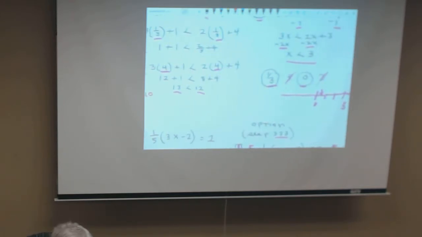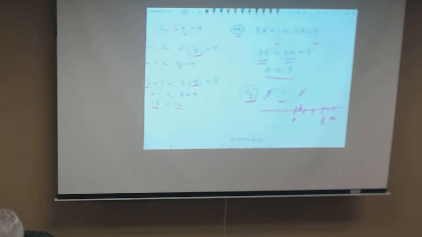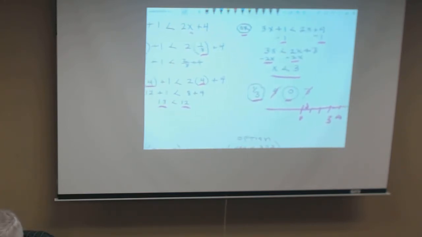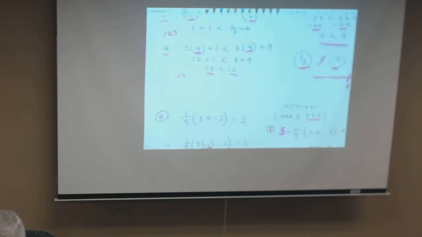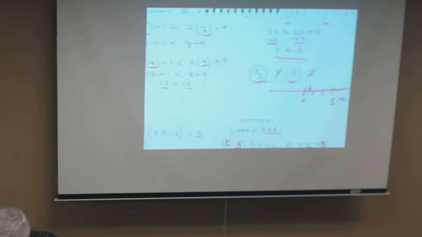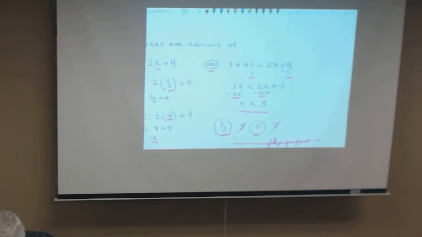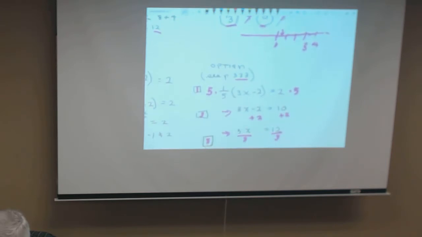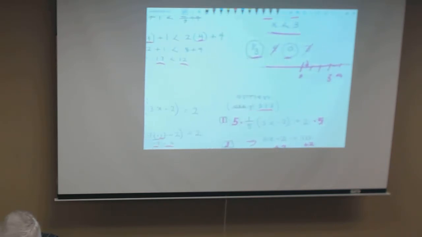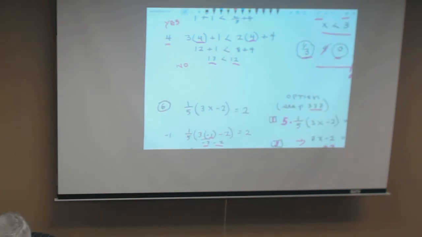What's the next one after 4? 0. Let's put 0 in there and see what happens. 3 times 0 is 0 plus 1. Is that less than 2 times 0 plus 4? Is 1 less than 4? So 0 would be yes, wouldn't it?